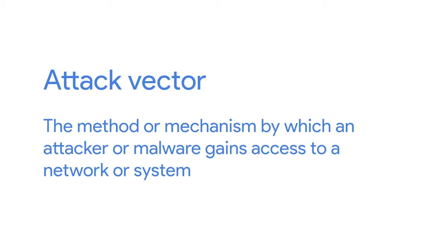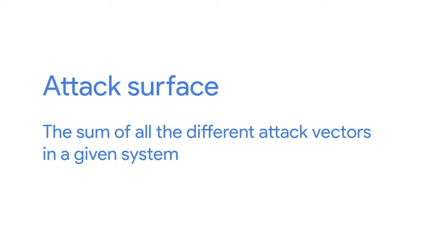Two important terms to know when talking about security risks are attack vectors and attack surfaces. An attack vector is a method or mechanism by which an attacker or malware gains access to a network or system. Some attack vectors are email attachments, network protocols or services, network interfaces, and user input. These are different approaches or paths that an attacker could use to compromise a system if they're able to exploit it. An attack surface is the sum of all the different attack vectors in a given system.